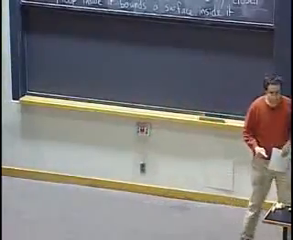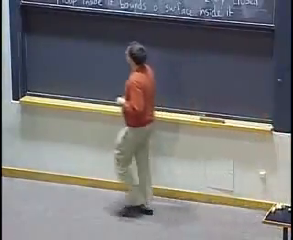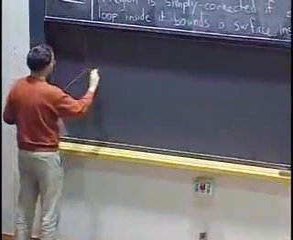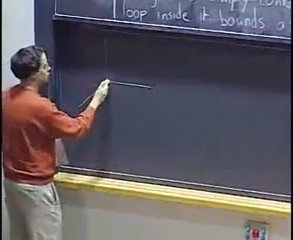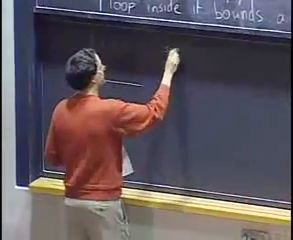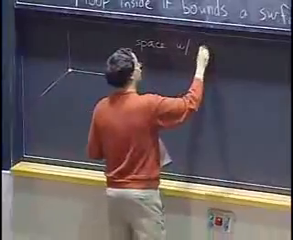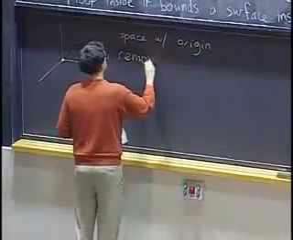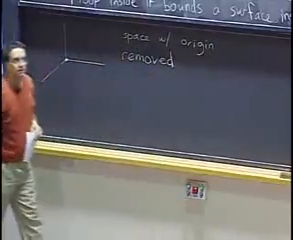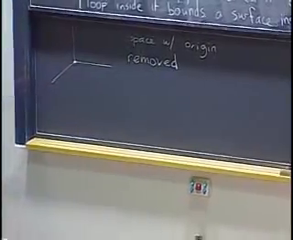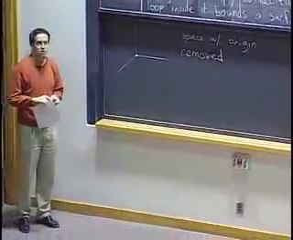For example, let's say that I have a region that's the entire space with the origin removed. Okay, so space with the origin removed. Do you think it's simply connected? Who thinks it's simply connected? Who thinks it's not simply connected?